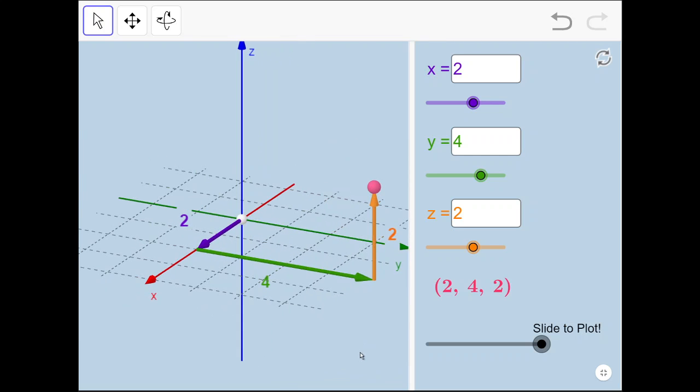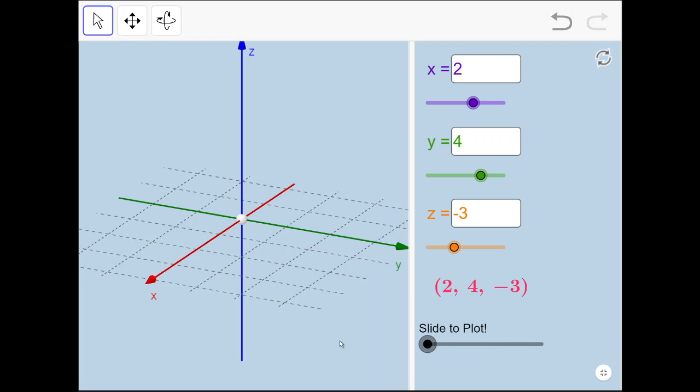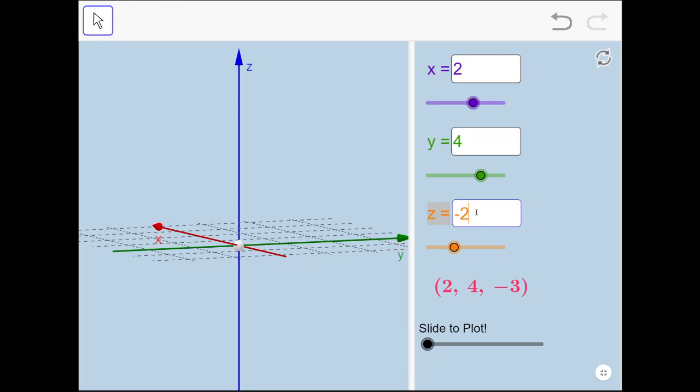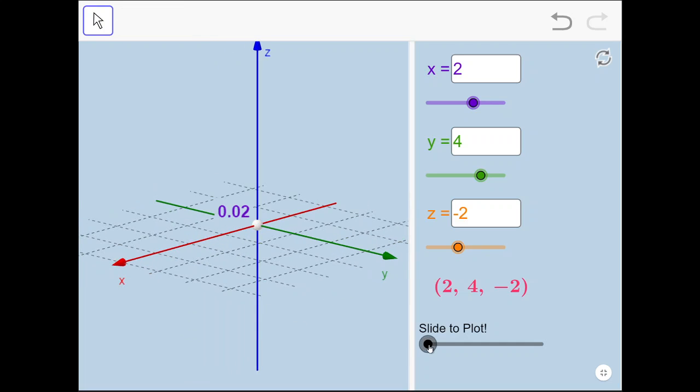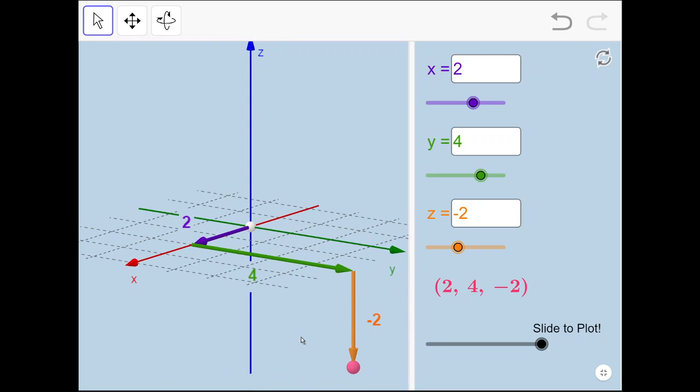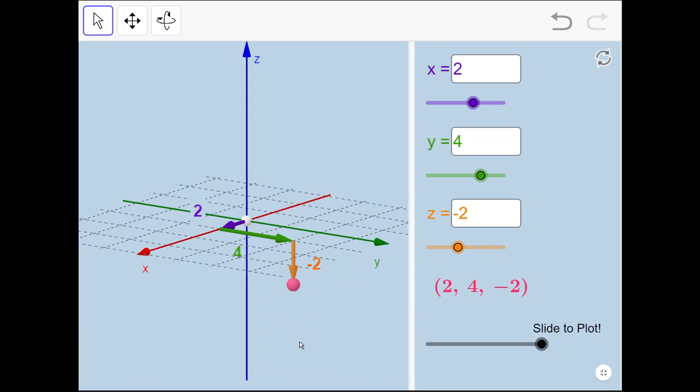You can use any other point. For example, if we wanted -3, if we wanted it to go down, then it will be like this. Okay, -3 will be difficult to see, so I'll put it -2. Let us see what happens. x 2, y 4, then z -2. Do you see that? So this is what is happening. This is the point.